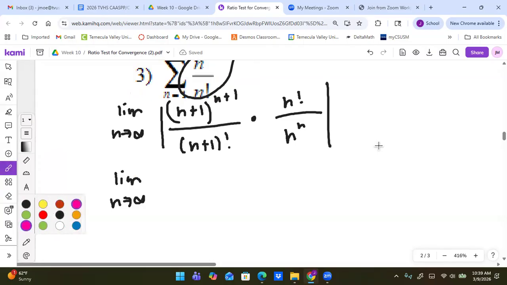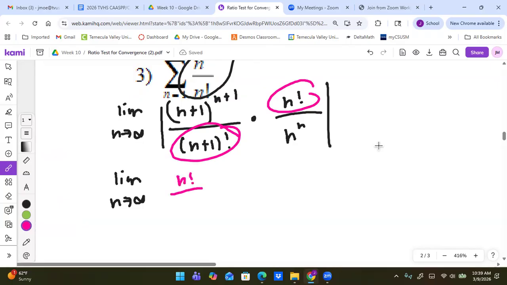This is a good one. Okay, n plus 1 factorial and n factorial, those guys are going to go together. What else? n plus 1. Okay.